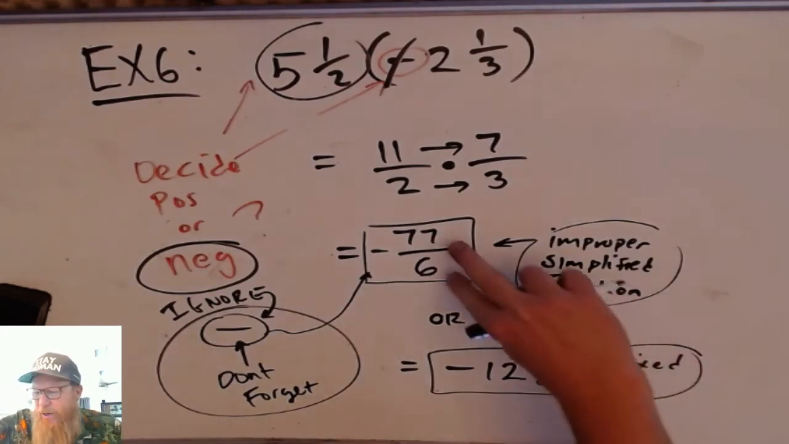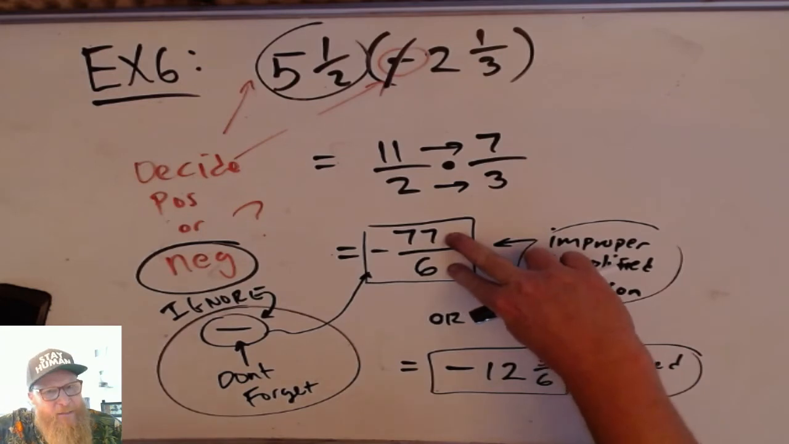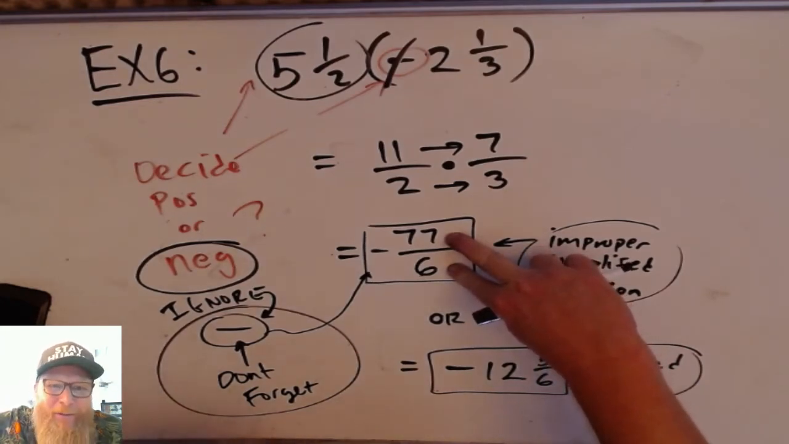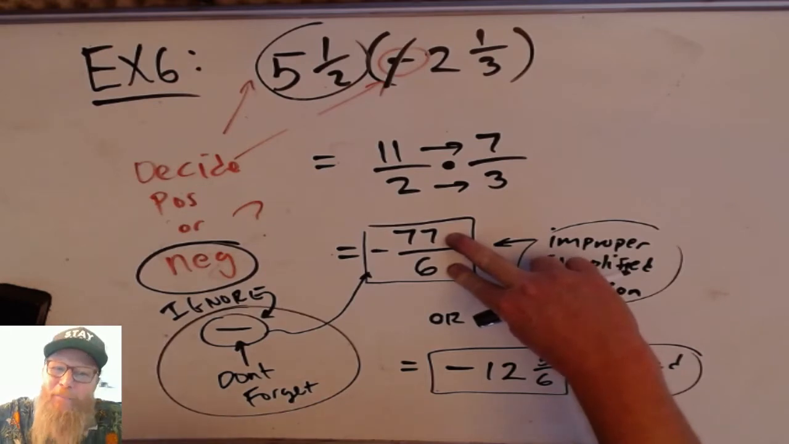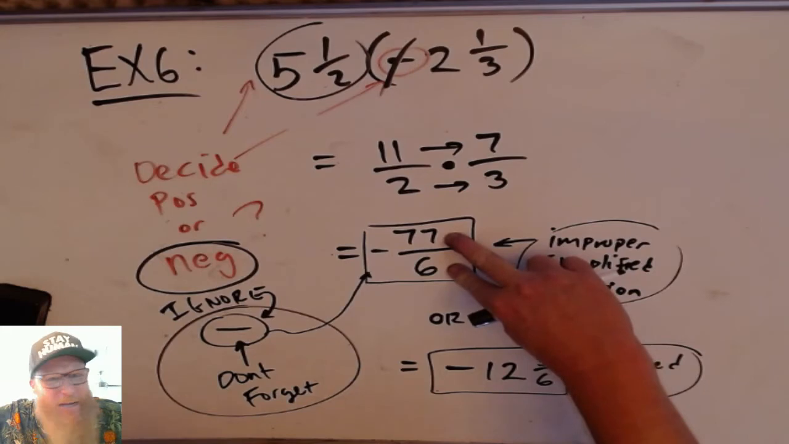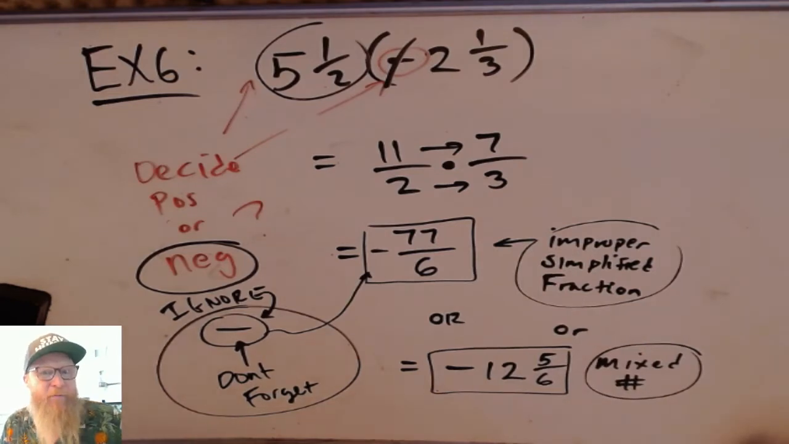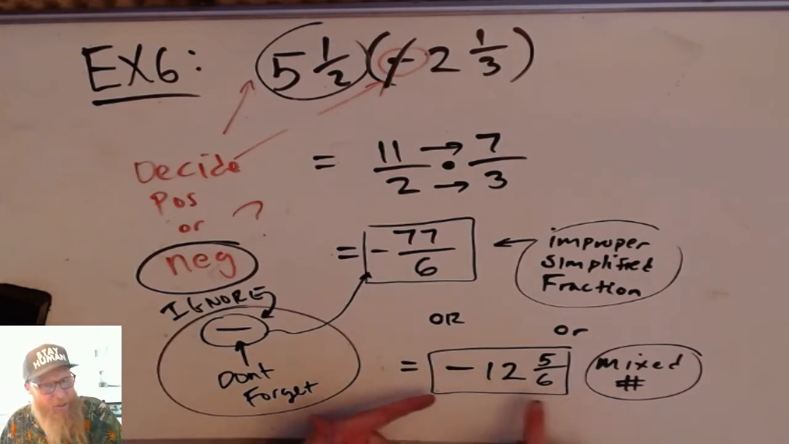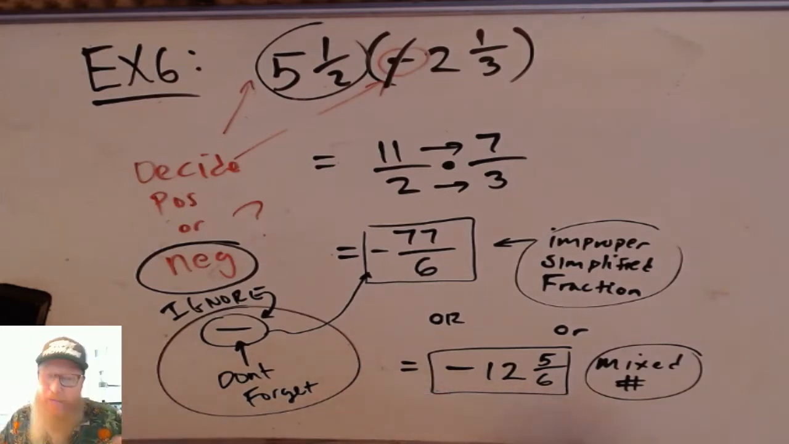It's funny that we call this simplified. 77/6. It doesn't look very simple. So the word simplified does not always mean what it sounds like it means. Simplified just means that it cannot be simplified anymore. So this is a simplified improper fraction. This is a mixed number, which looks a lot simpler, but this is technically not called simple. This is called mixed. All right. So anyway, just want to throw that out there.